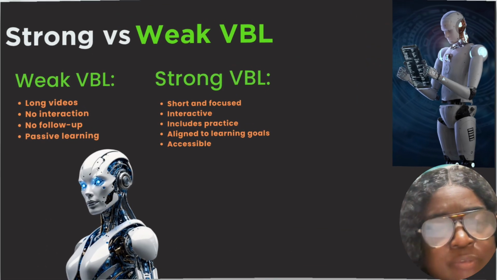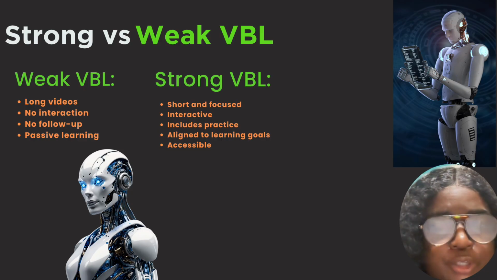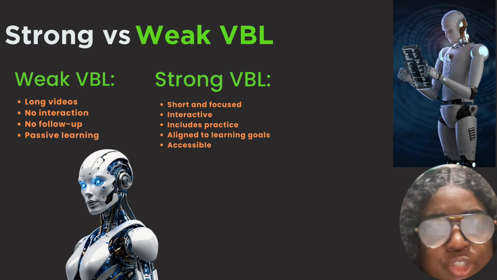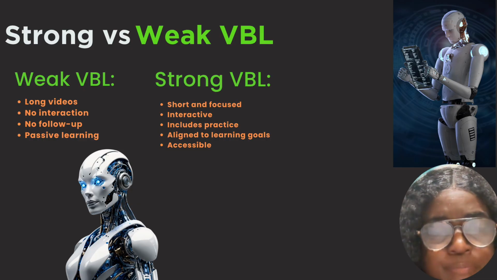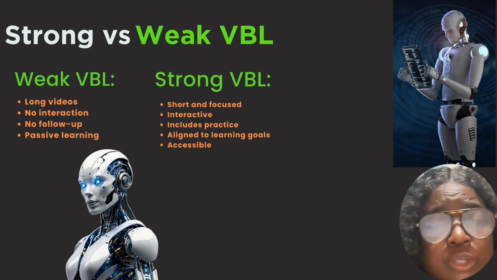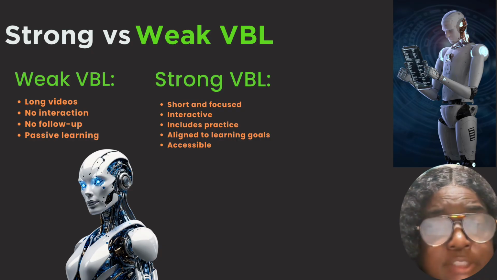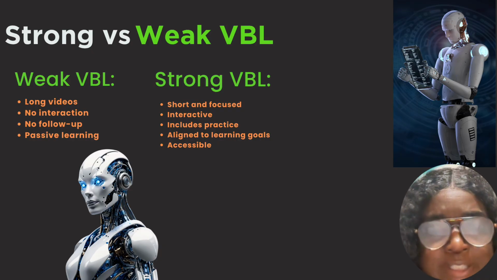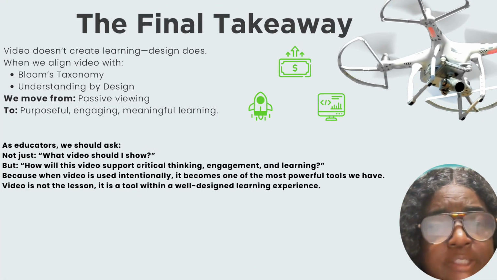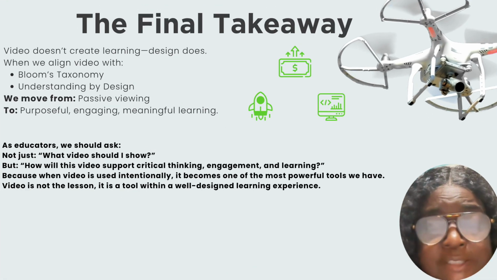Now let's look at what makes a strong video versus a weak video. Weak VBL equals long videos, no interaction, no follow-up, passive learning. Strong VBL equals short and focused, interactive, includes practice assignments, aligned to learning goals, and accessible. The final takeaway here is video doesn't create learning, design does.